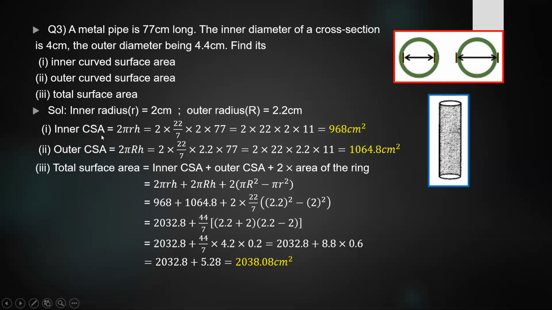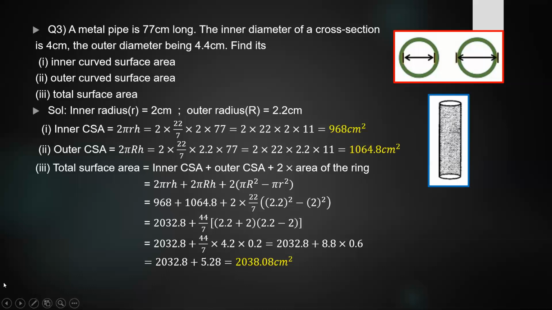What is the inner CSA? It's 2 pi small r into h. Substitute the values. The area comes out to be 968 centimeters square. Similarly, the outer CSA will be 2 pi capital R h. Put the values. The area will come out to be 1064.8 centimeter square. Now that's the pipe that you would be looking at for the area.